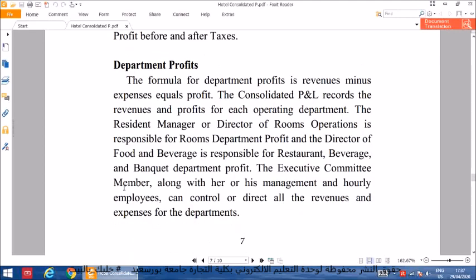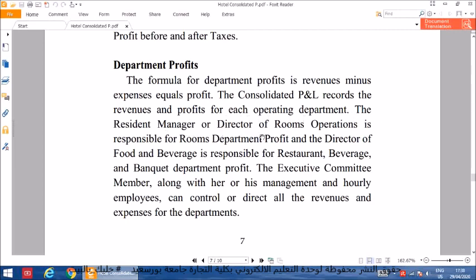Firstly, department profits. The formula for department profits is revenue minus expense equals profit. Matching revenue with expense to calculate the profit. The consolidated profit and loss records the revenue and the profits for each operating department.